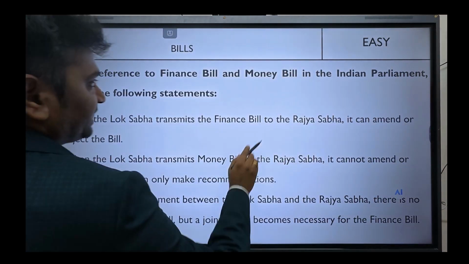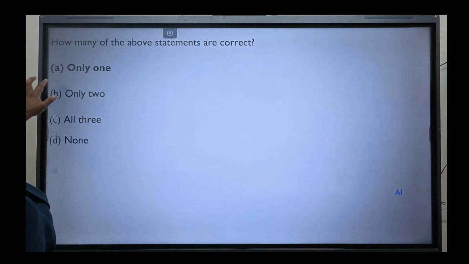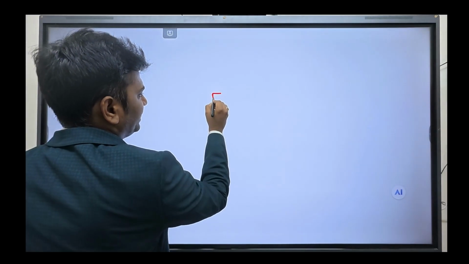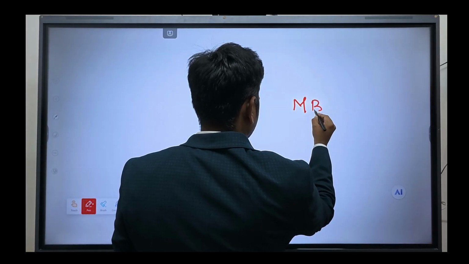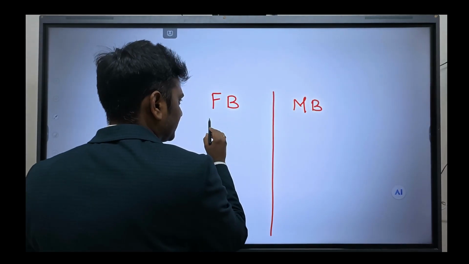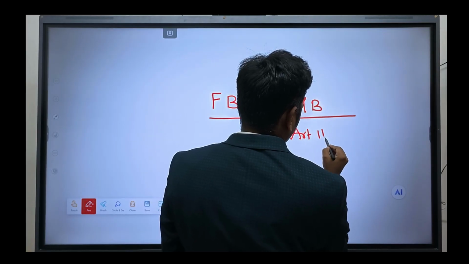With reference to finance bill and money bill in the parliament, consider the following statements. Now, ladies and gentlemen, understand very simply I am saying this. Finance bill and money bill. What are the differences? Money bill contains the provisions that are there exclusively in Article 110.